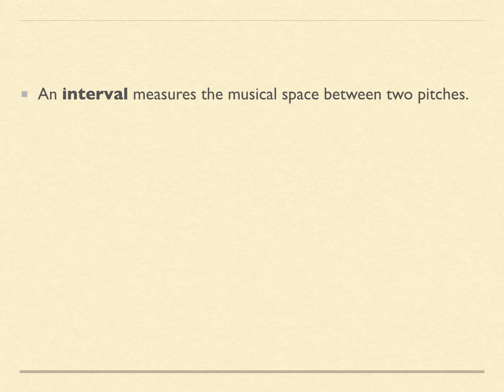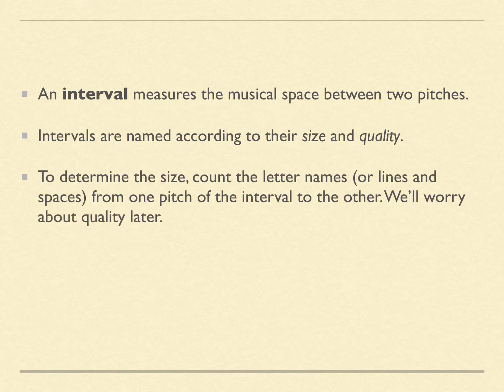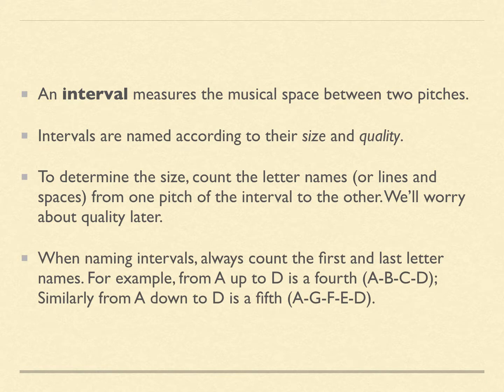Okay, so here we go. An interval, in a very general sense, is just a measurement between two given pitches. And we can name intervals in a couple of ways. One, generally by its size, and then more specifically by its quality. The size is very easy to spot. All you're doing is counting letter names, or if you like, on the staff, you're counting lines and spaces. Really, it's just very quick to memorize these. The quality we'll get to in a little bit.